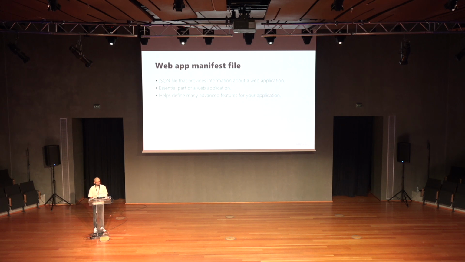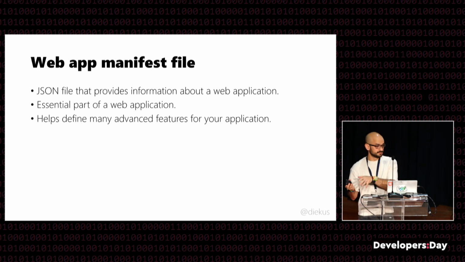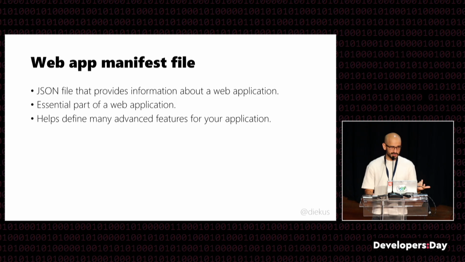It's basically a JSON file, and it provides information about the web application. So it's an essential part of the web application because it describes this web application and how it will be presented on the OS and on the platform. And as we're going to see throughout the presentation, it actually helps define many advanced features for the application itself.